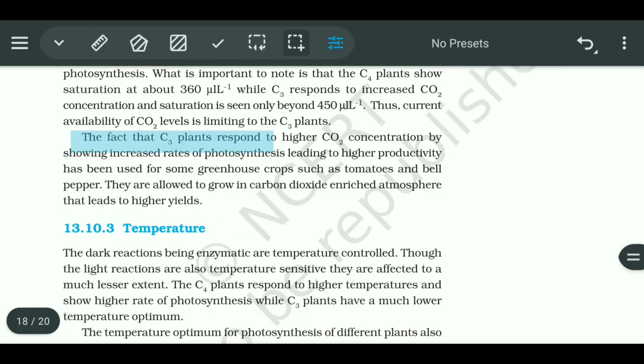The fact that C3 plants respond to higher CO2 concentration by showing an increased rate of photosynthesis leading to higher productivity has been used for some greenhouse crops such as tomatoes and bell pepper. They are allowed to grow in a carbon dioxide enriched atmosphere that leads to higher yields.